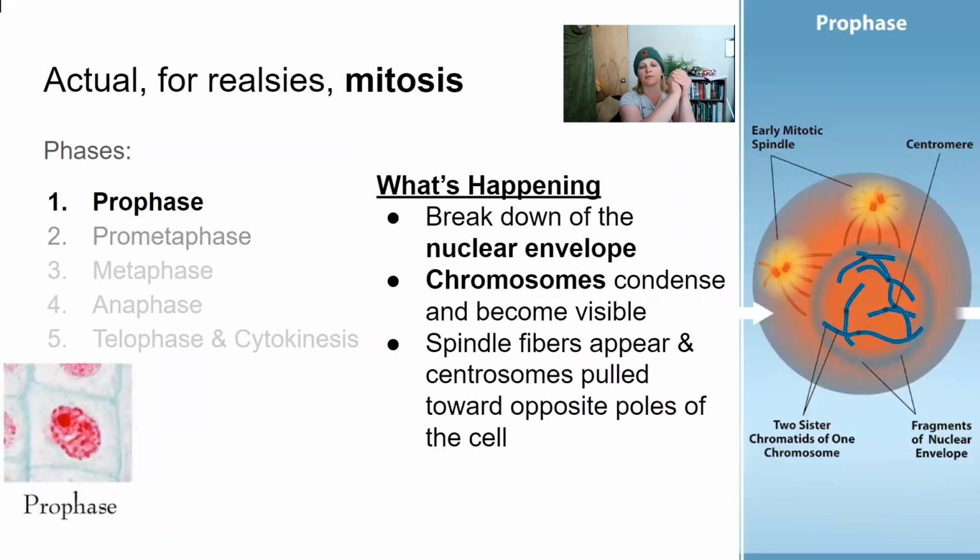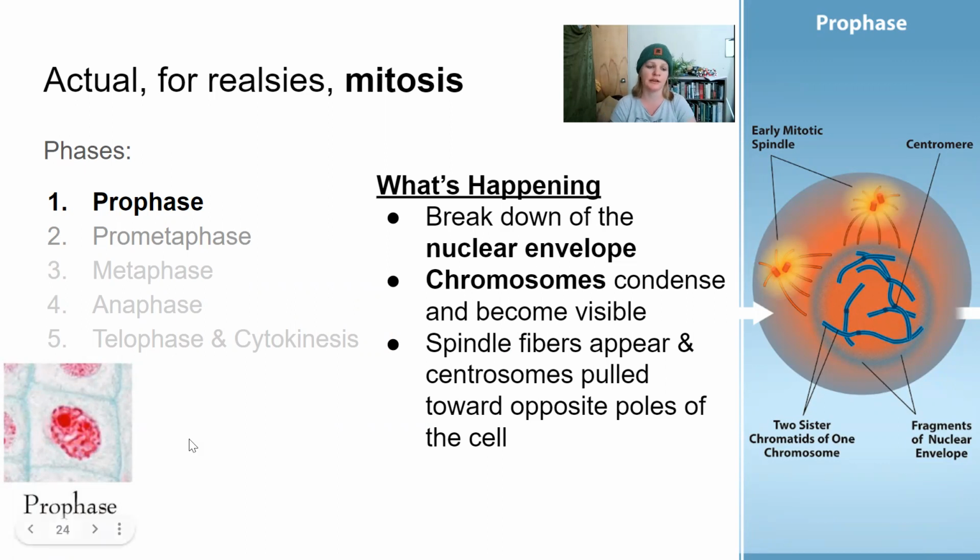So let's talk about prophase first. What's happening in here? Well, first of all, we got to get rid of the nuclear envelope. We got to free up those chromosomes so that they can move around in the cell. We see the chromosomes are starting to condense and starting to become visible with our microscope. We also see in animal cells these spindle fibers starting to form. And they're going to be kind of on opposite ends of the cell.